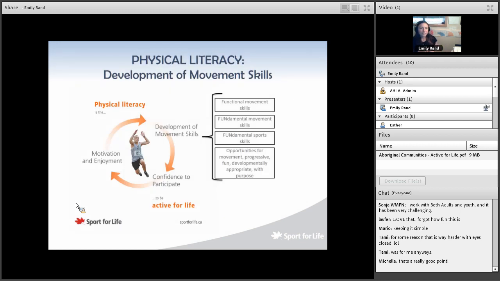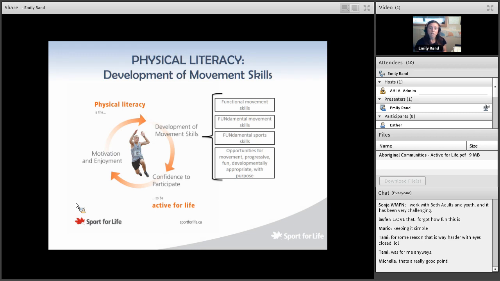Okay, so how do we develop our participants' movement skills? And what are those movement skills? There are 3 different types of movement skills. The first one is functional movement skills. Functional movement skills are those movements that help us function in everyday life. Sitting down on a chair, reaching up to get things out of the cupboard, walking the dog, things like that. Fundamental movement skills are the very basics, including running, jumping, throwing, kicking, striking, and many more, wheeling as well, that are the building blocks to other movements.